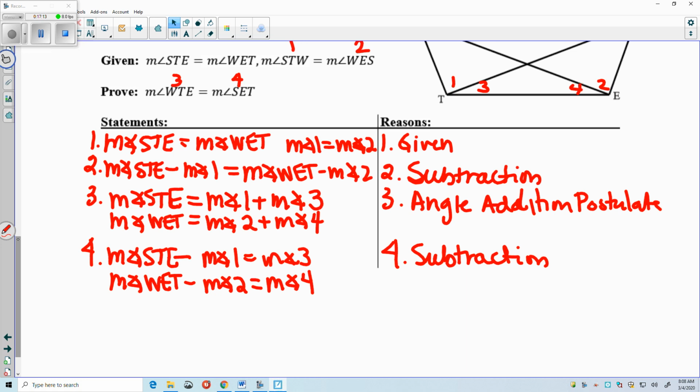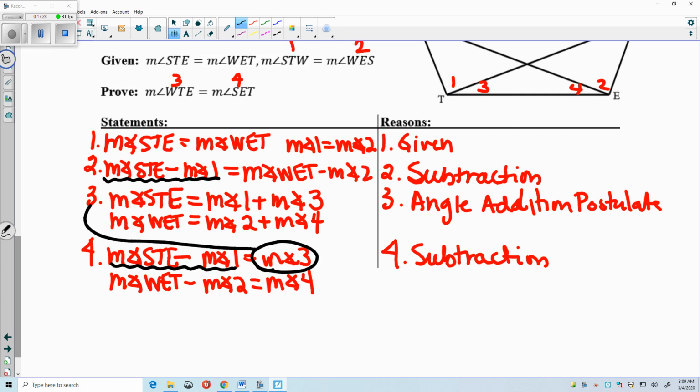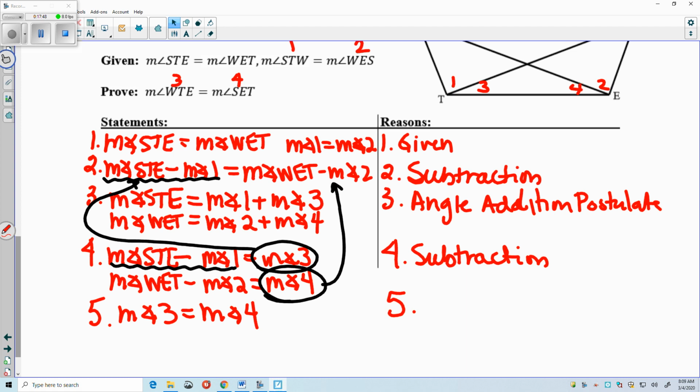And now, knowing what I'm trying to prove, 3 is equal to 4. Well, go back up to your line 2 again. Notice what we have in line 2, STE minus 1. Here we go here, STE minus 1. So I'm going to take this angle 3 and I'm going to plug that right into that equation. So now I have measure of angle 3. And instead of calling it WET minus 2, I know WET minus 2 is really the same thing as the measure of angle 4. So I can say equals the measure of angle 4. And that is through substitution.